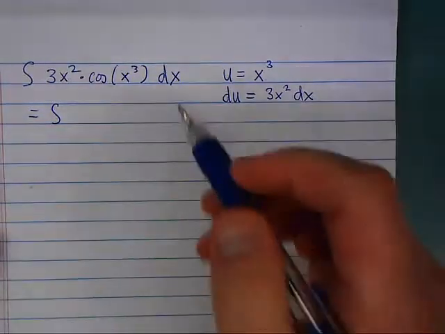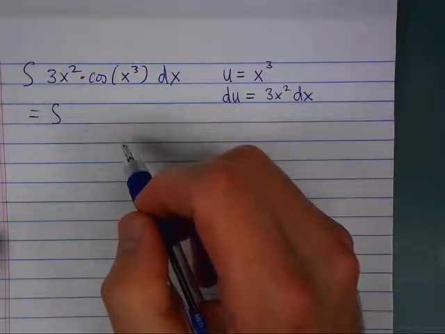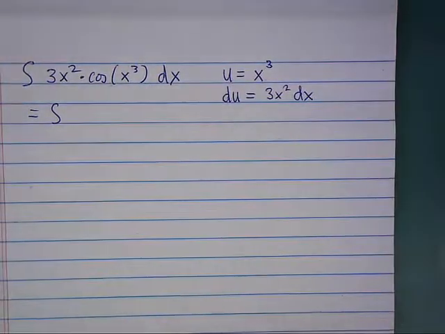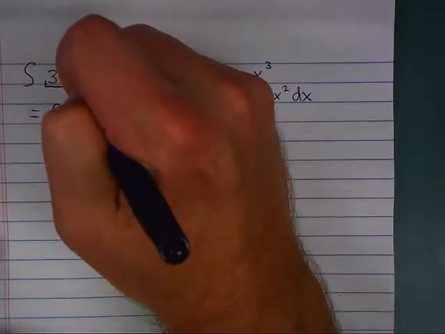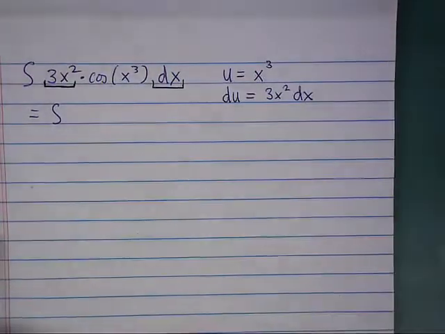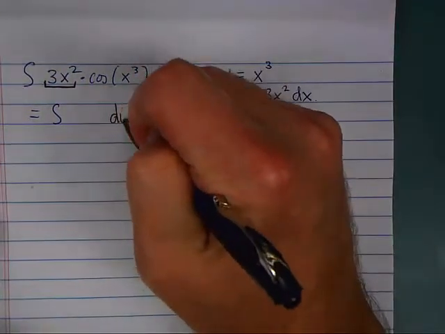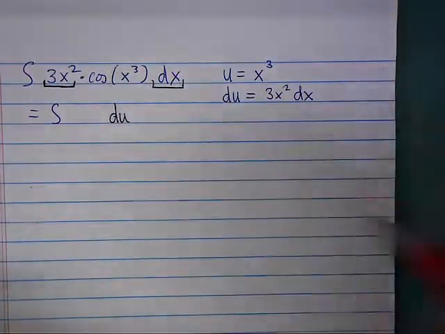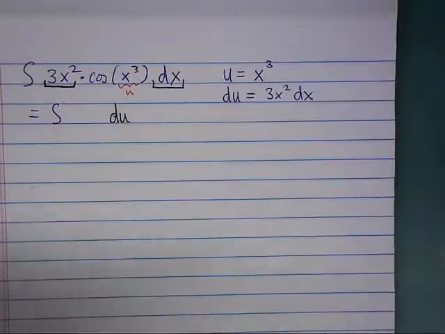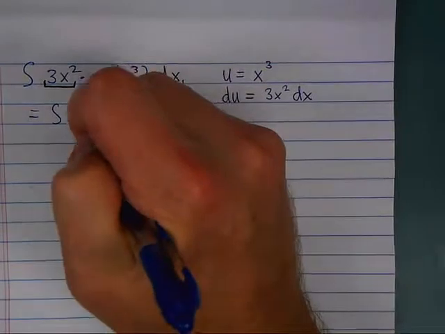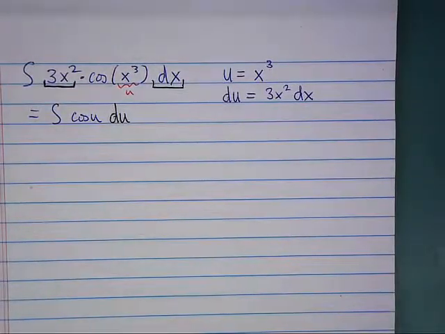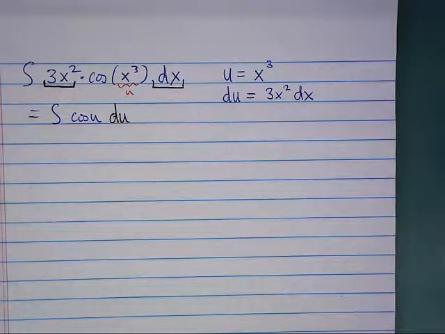So this becomes the integral of what? What do I have? What happens to all this stuff? What happens to the 3x squared and the dx? That becomes du. And this x cubed is u, so that's just cosine u. So you see how making the substitution made the multiplication go away. Now we can find the antiderivative. What's the antiderivative of cosine u?